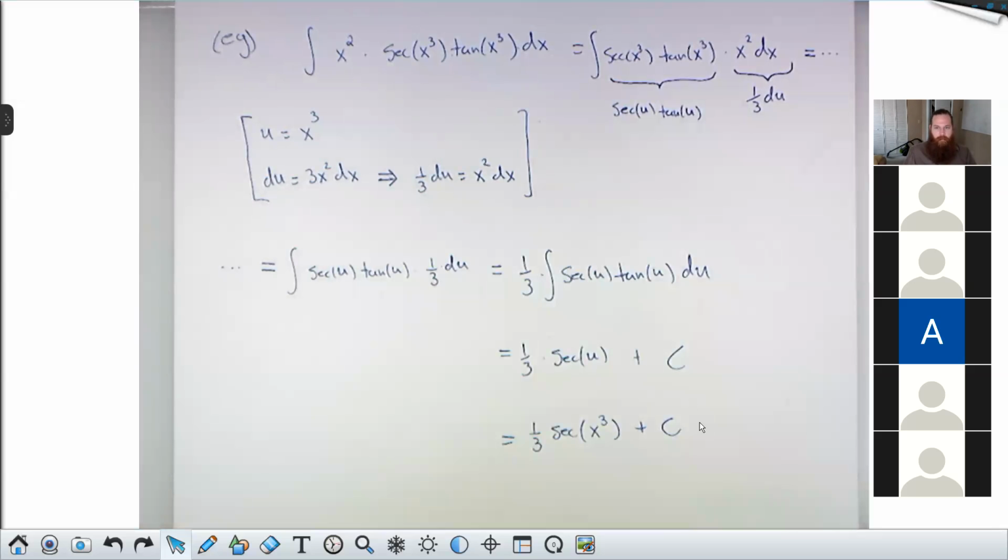And like I said at the end of the previous problem, you can differentiate this to check. If you differentiate this, the c will differentiate to 0 because it's a constant. The 1/3 will pop out because it's a multiplicative constant. The derivative of secant is secant tangent, so you'd have secant x cubed times tangent of x cubed. And then by the chain rule, you would have to multiply by the derivative of x cubed, which is 3x squared. The 3 and the 1/3 will cancel, and you get secant of x cubed times tangent of x cubed times x squared, which is what we started with.